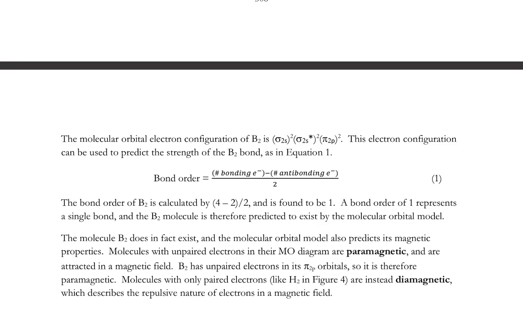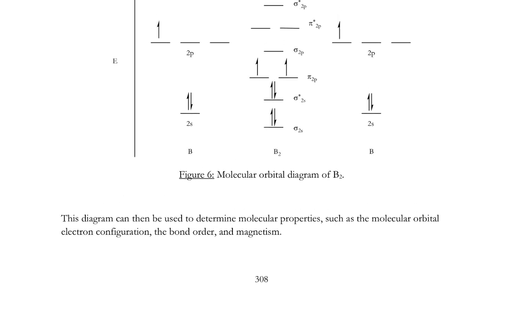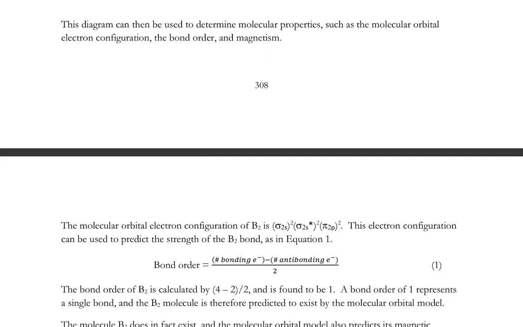We can also decide upon the magnetism. Is it paramagnetic? That is, does it have at least one unpaired electron? Or is it diamagnetic? Does it have no unpaired electrons? So we look here and we see we have 2 unpaired electrons. It is paramagnetic.